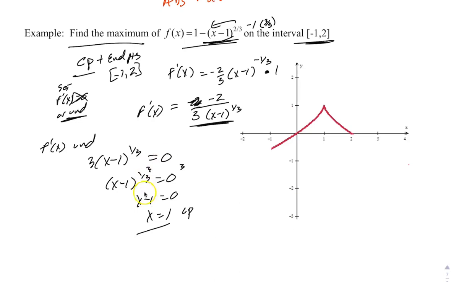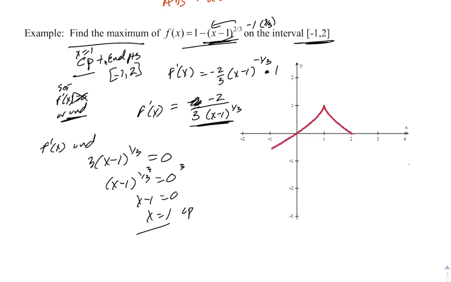Don't forget, I'm not done. I want to find the max value. So first I need y values, but I'm not only going to check the critical points, I've got to check my endpoints right here. So I'm going to check negative 1, 2, and x equals 1. And by the way, 1 does fit within my interval, so it is a good one to check.